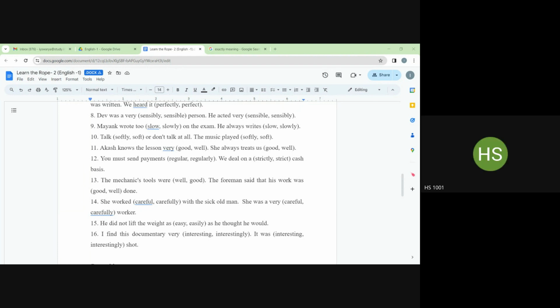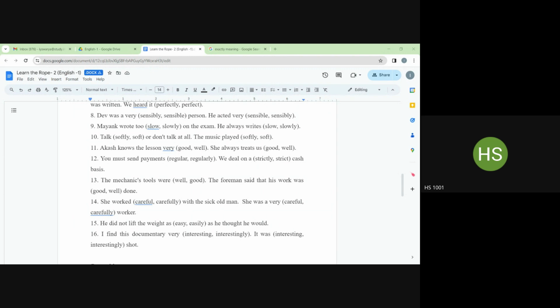Tenth one, talk softly, soft, or don't talk at all. Softly. Talk softly. So the moment you have the verb, you know that the adverb is what you need to choose, right? Then next one, the music played softly, soft. Again softly, right? Same thing.